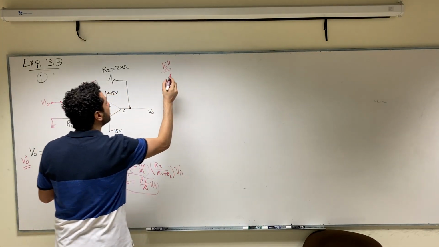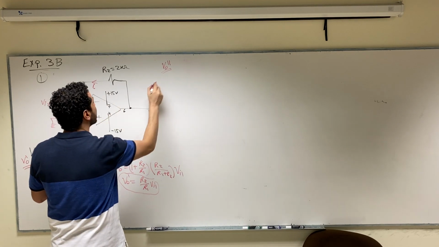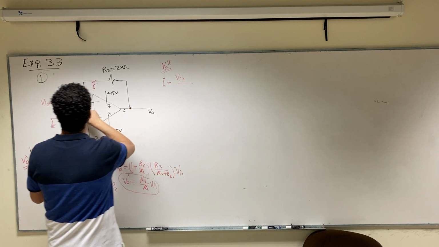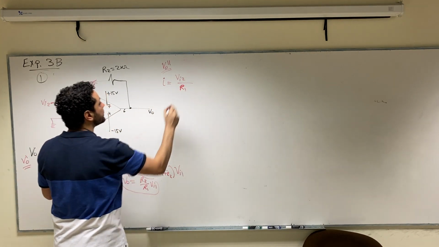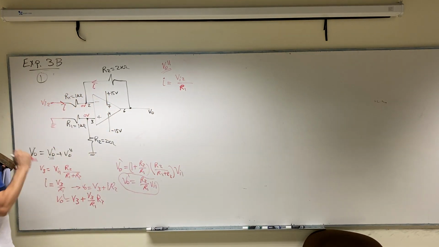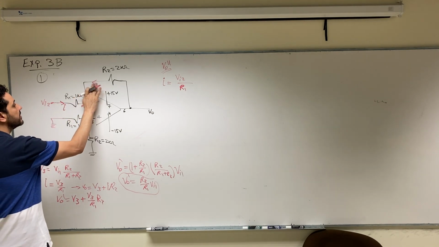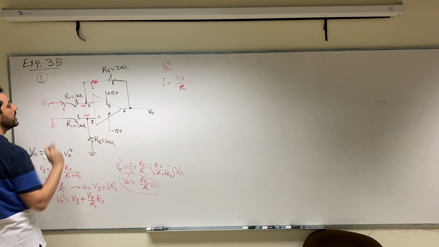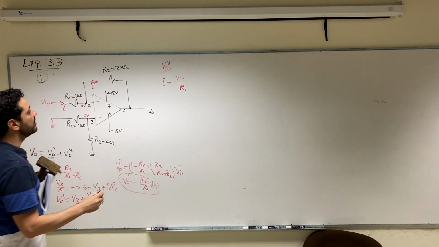We are calculating V output double dash now. The current equals V input 2 minus 0 over R1. Do you agree with me? This is the current due to the second input. This current, as it is, will go here, right?